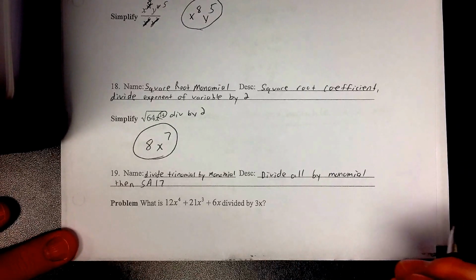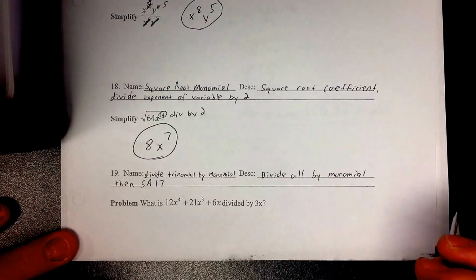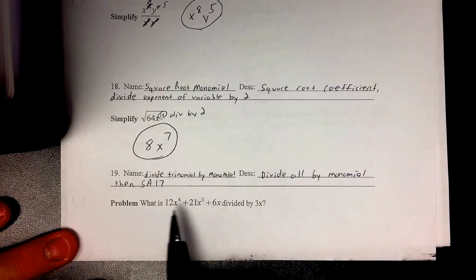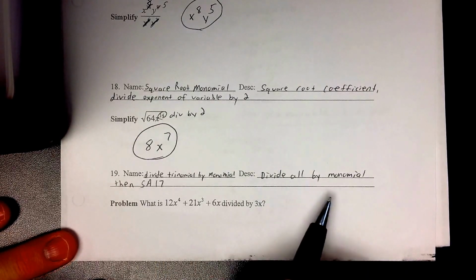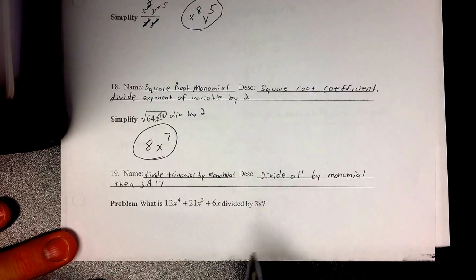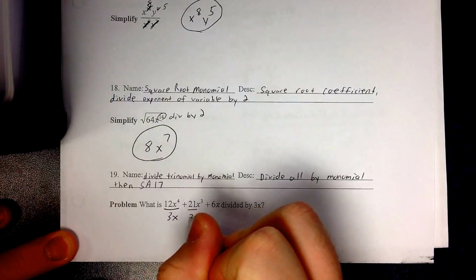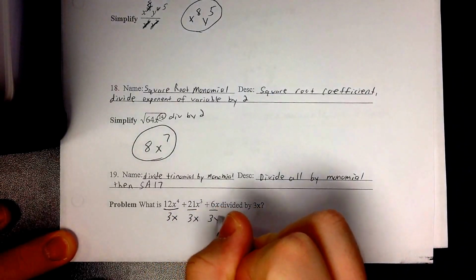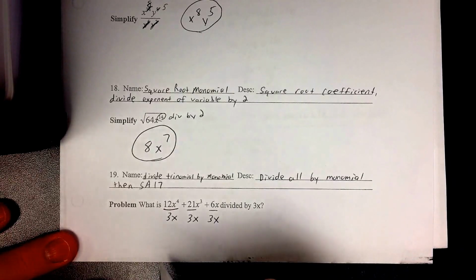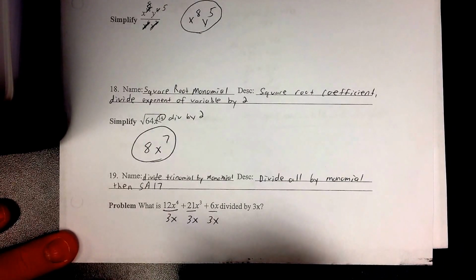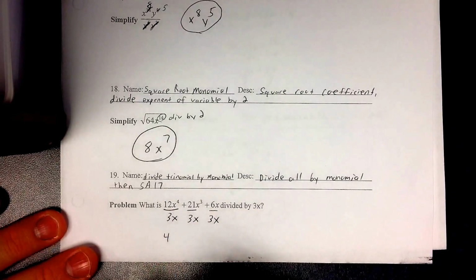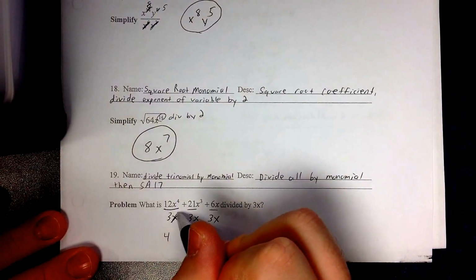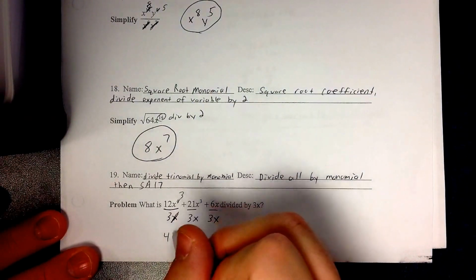19 says what is 12x to the 4th plus 21x to the 3rd plus 6x, divided by 3x. So we're dividing a trinomial by a monomial. So our description is divide all by a monomial, and then same as 17. So in other words, I want to divide all by 3x, and then 17, which says reduce coefficients, and then cancel exponents. So 12 divided by 3 is 4. Then I can get rid of the x on the bottom, which means I have to get rid of 1 on top, so it gives me x to the 3rd.